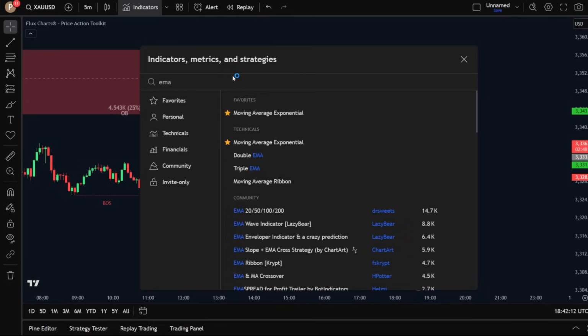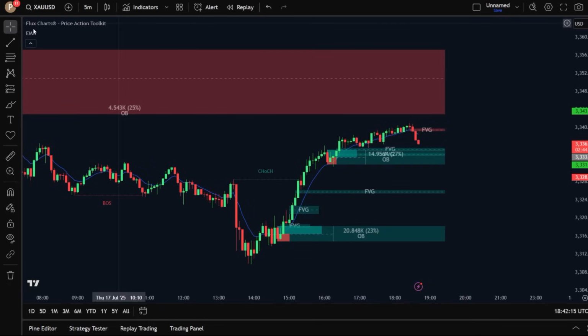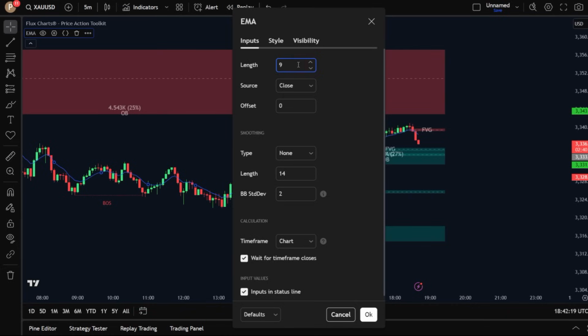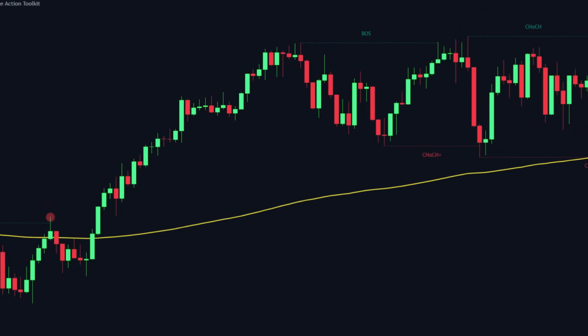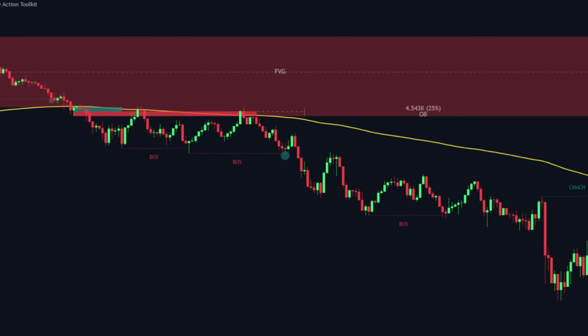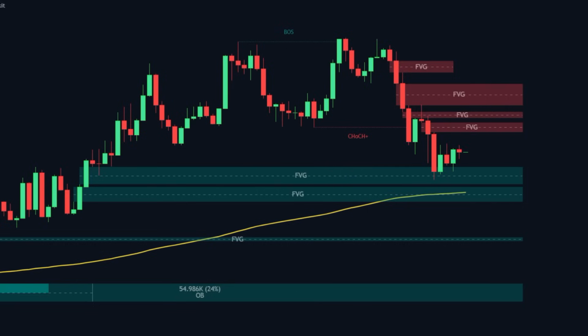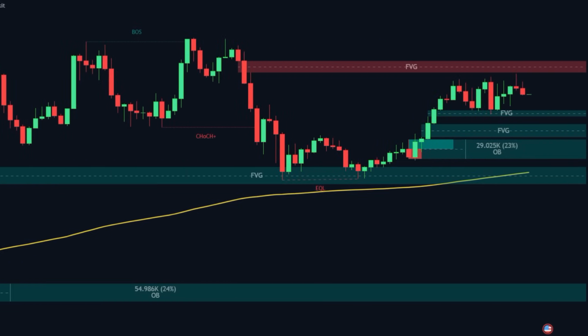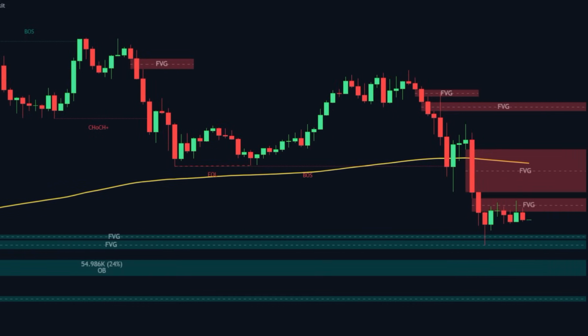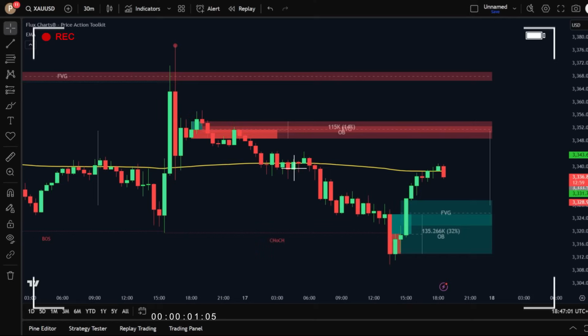Now, to make the Price Action Toolkit even more powerful, we add 2 classic indicators for confluence. First, we add the 200 EMA. This is our trend filter. The rule is incredibly simple. If the price is trading above the 200 EMA, the trend is bullish, and we only look for buy setups. If the price is below the 200 EMA, the trend is bearish, and we only look for sell setups. This single line acts as our traffic light and prevents us from making the number one mistake in trading, fighting the main trend. It also acts as a powerful dynamic support and resistance level.